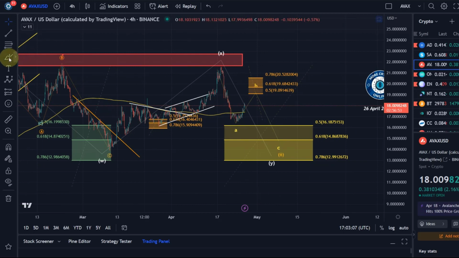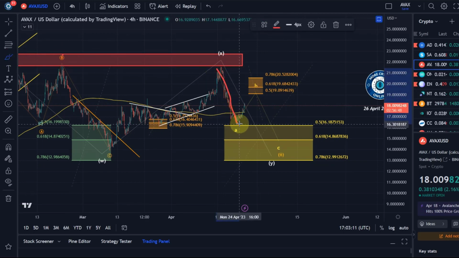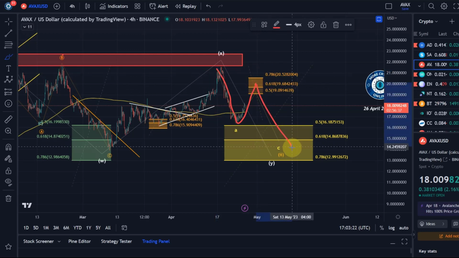At the moment, I'm exploring the view that this move down was an impulse, so an A wave. The move up could be a B wave. Resistance for the B wave is between $19.09 and $20.52, and the move down would then be a C wave.